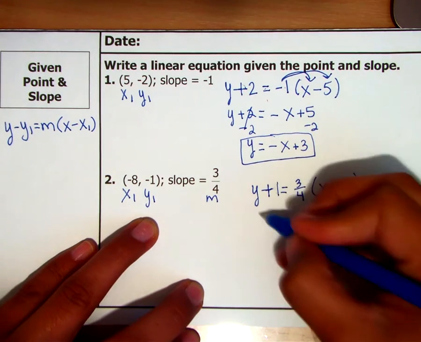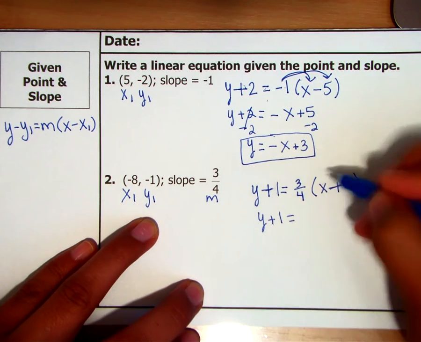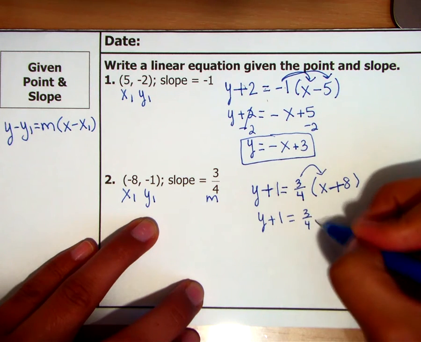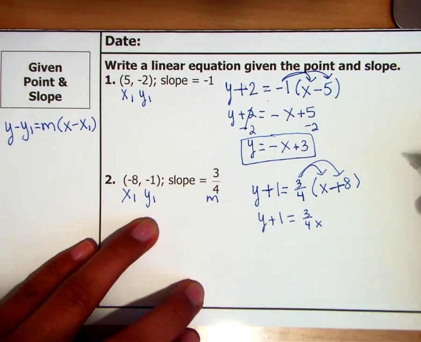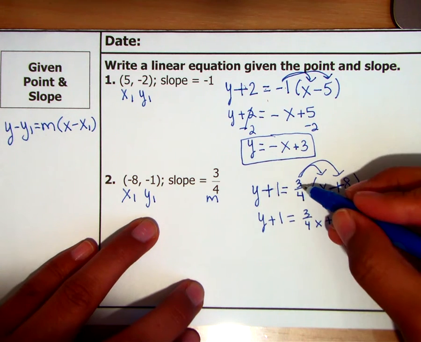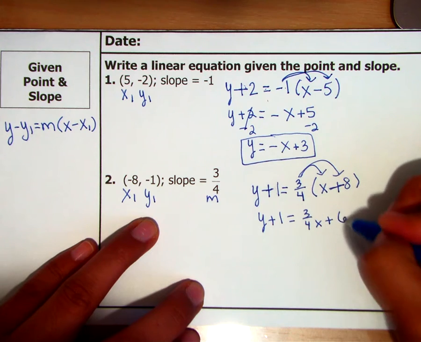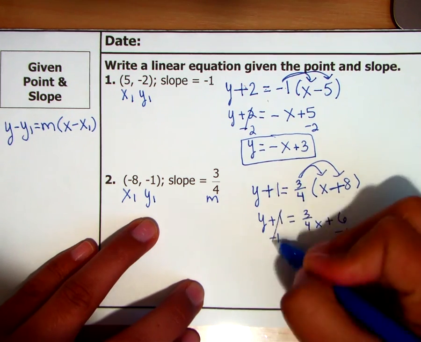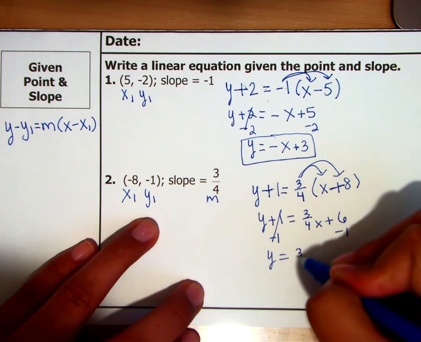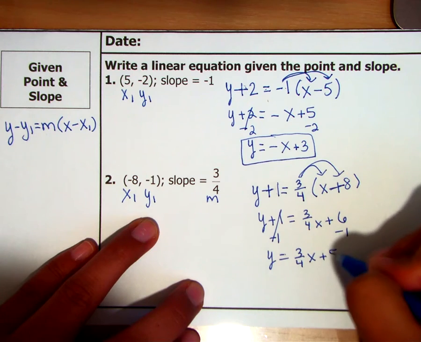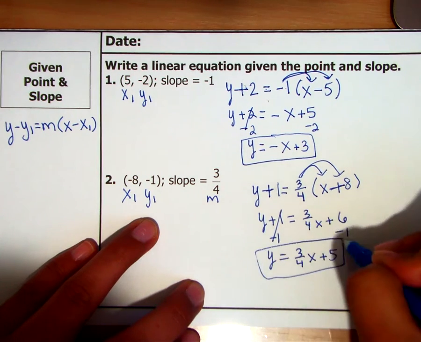Okay, so now let's distribute. So I have y plus 1. Distribute 3/4 times x. That's 3 over 4x. And 3/4 times 8 is positive. 8 times 3, 24, divided by 4. It's a positive 6. I need to subtract 1 from both sides. So y equals 3 divided by 4x. 6 minus 1 is 5. So it's a positive 5.